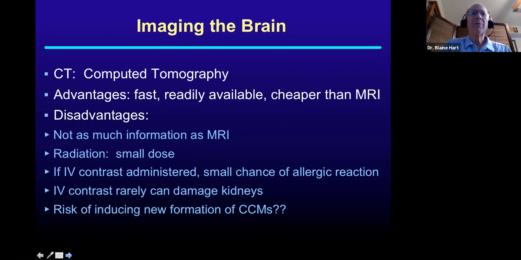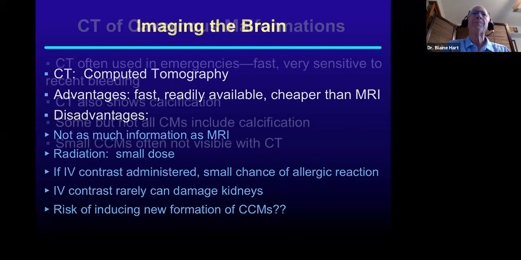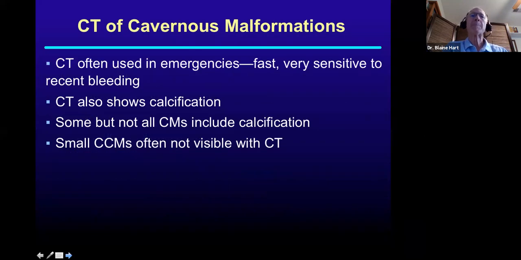A typical setting for a CT scan would be if someone has new sudden symptoms that suggest the possibility of a large hemorrhage. So because it's very fast and it is good for showing acute hemorrhage, that would be a typical use in an emergency setting.